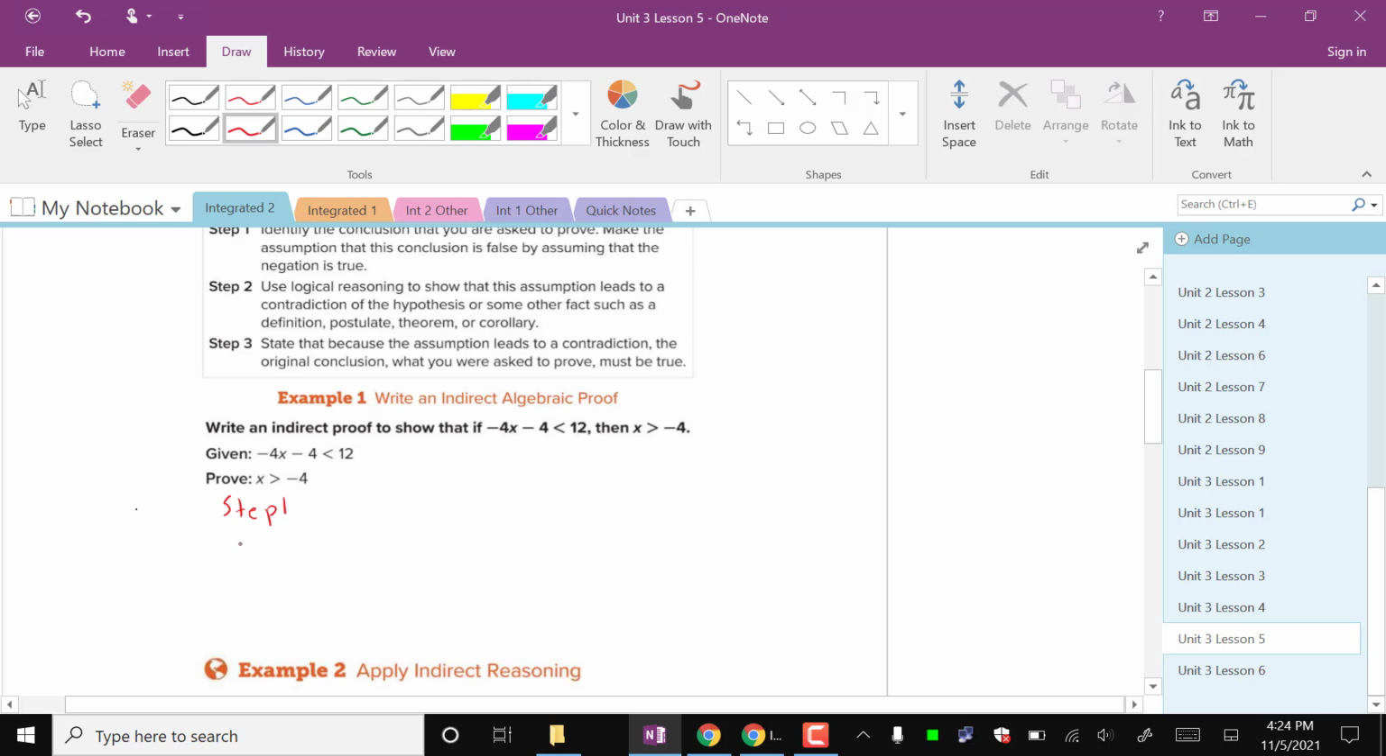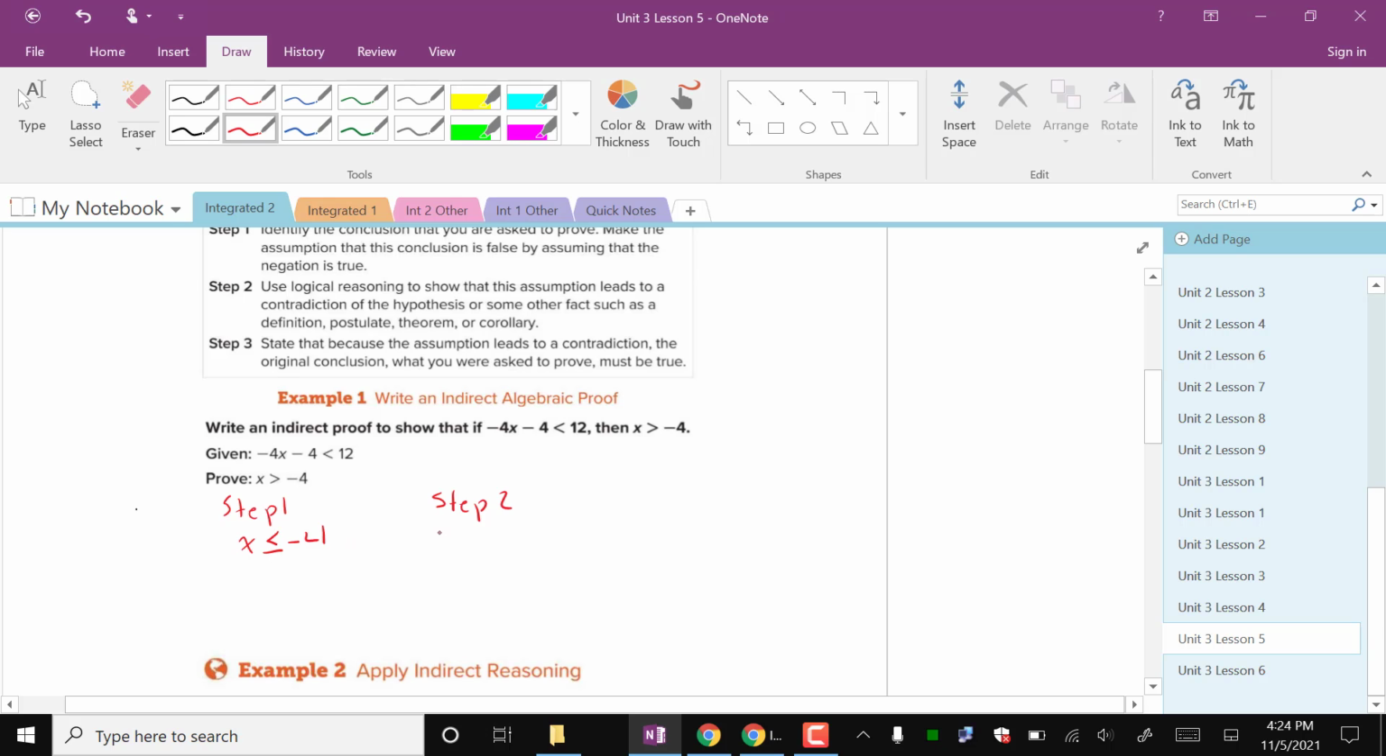To negate that, we're going to say x is less than or equal to negative 4. So what we're doing is we're assuming that x is less than negative 4 or that x is equal to negative 4 is true. Step 2, we want to contradict this hypothesis.